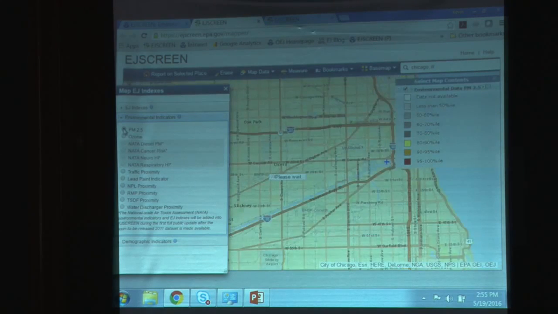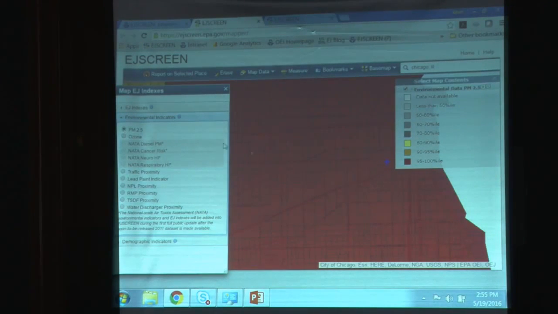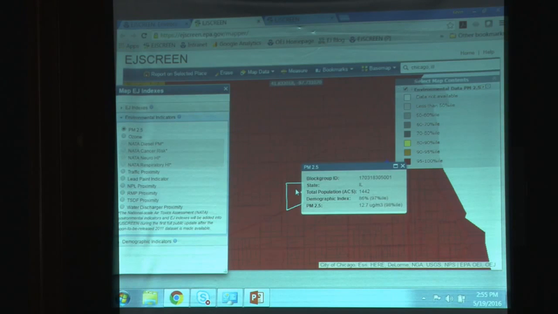So right here, I'm clicking particulate matter. And I can click on any one of these block groups. Particulate matter and ozone, the first two, are more of a regional air quality phenomena, so you'll notice there's not much variation between the individual block groups. That's because this is something that usually, if you go within a mile of any area, the air quality is generally pretty similar when it comes to PM exposure or ozone.